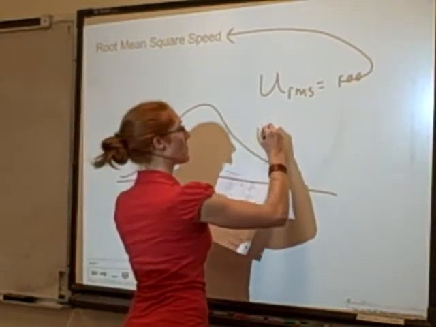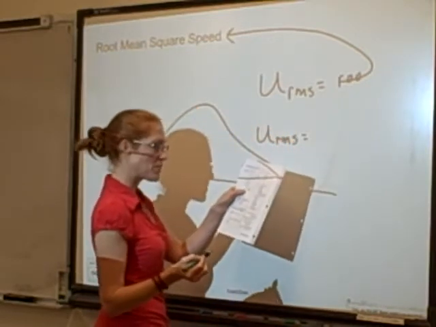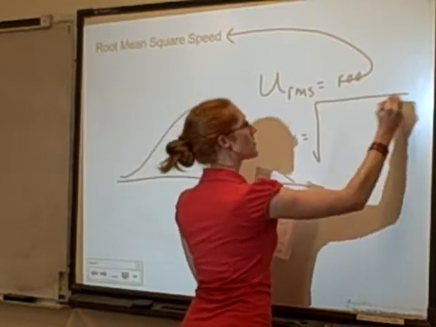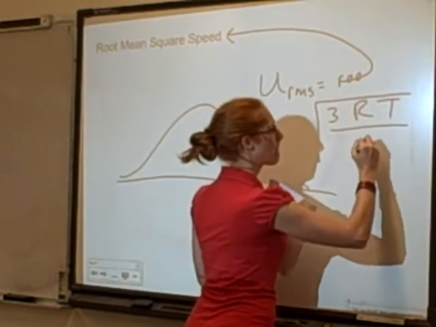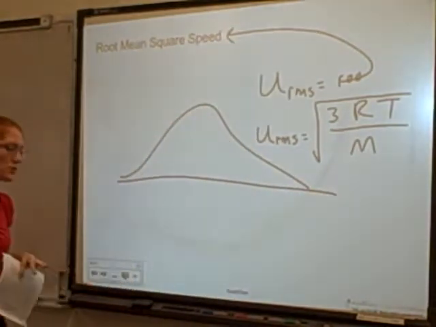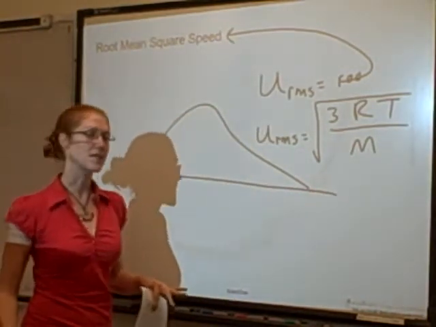It's a good thing I have that musical filler there for my thinking time. Root mean square speed, I'm going to use the equation square root of 3RT over M.